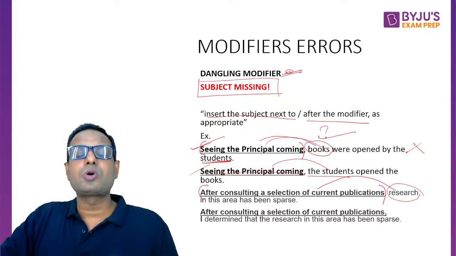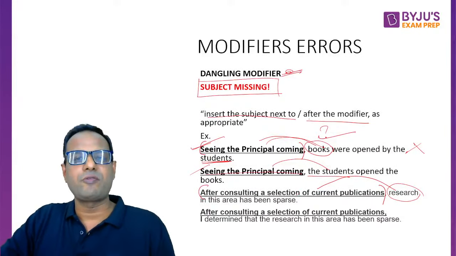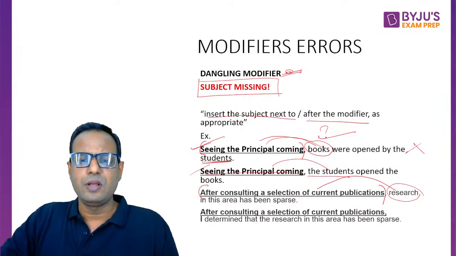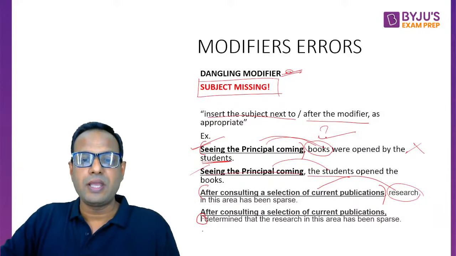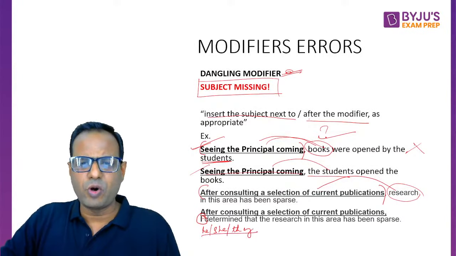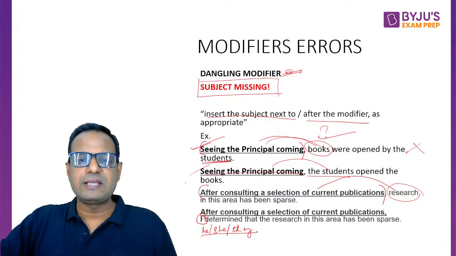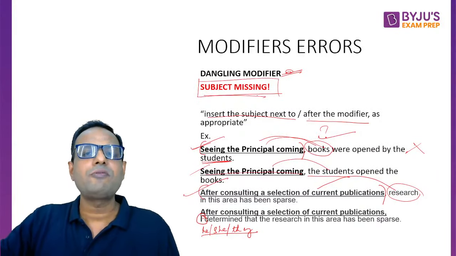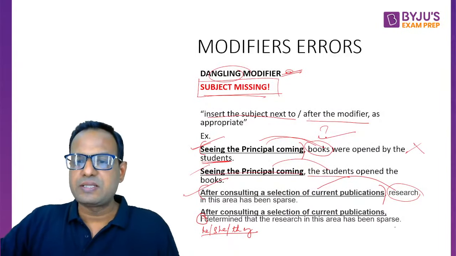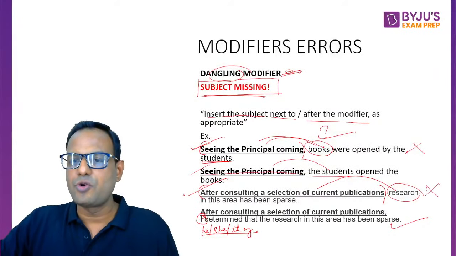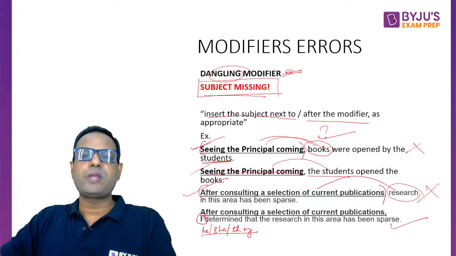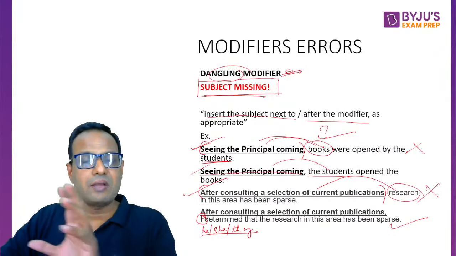This also talks about the problem of dangling modifier. Why? Because we don't have the right subject over here. Whereas if you look at the next sentence, after consulting a selection of current publications, who? I. It can be he, it could have been she, it could have been they. So the bottom line is you need a subject. In the absence of a subject, the sentence suffers from the problem of dangling modifier. So the second one is right, the first one was wrong. Over here you have two very quick examples of dangling modifier problems.